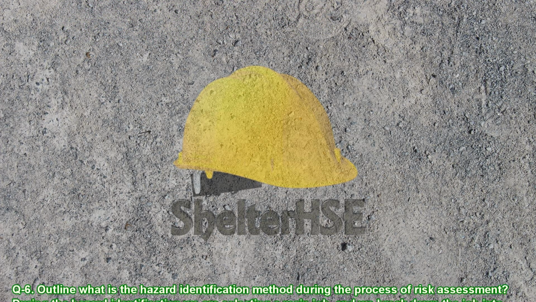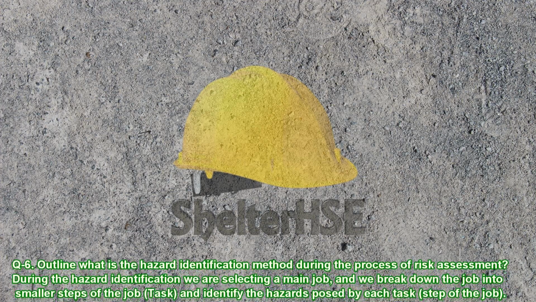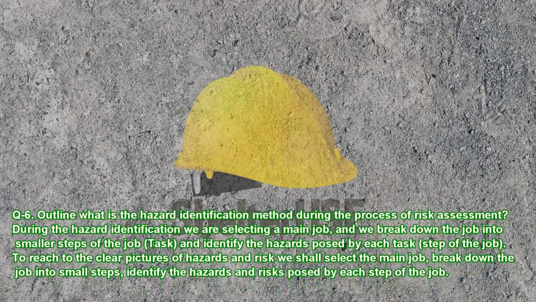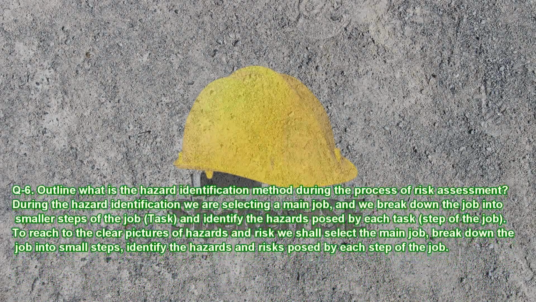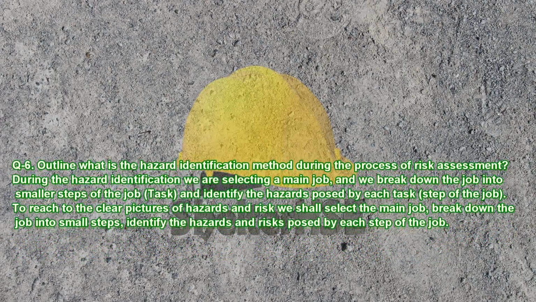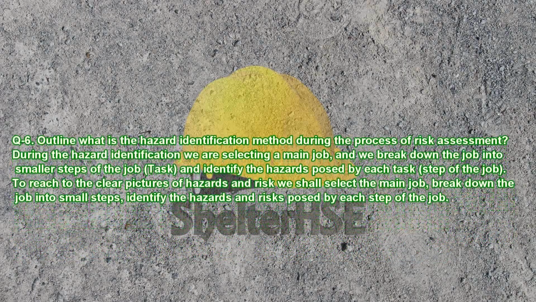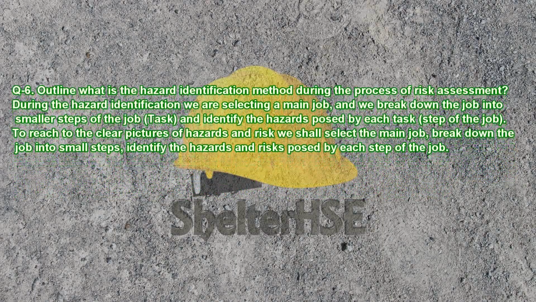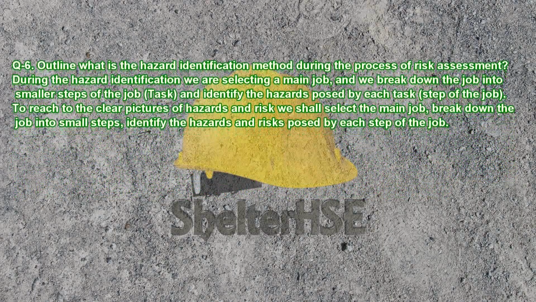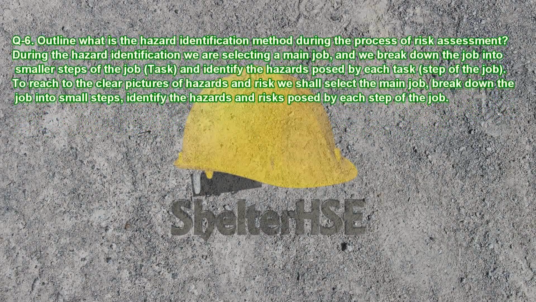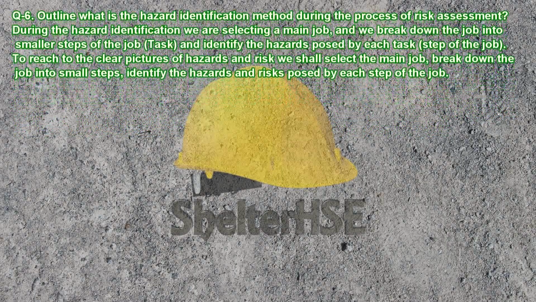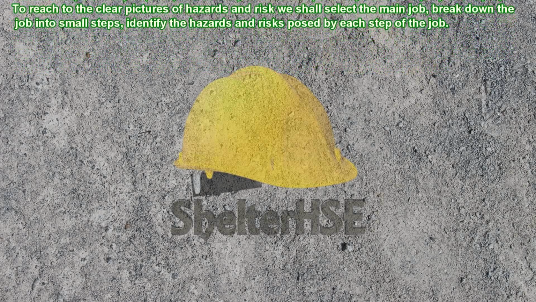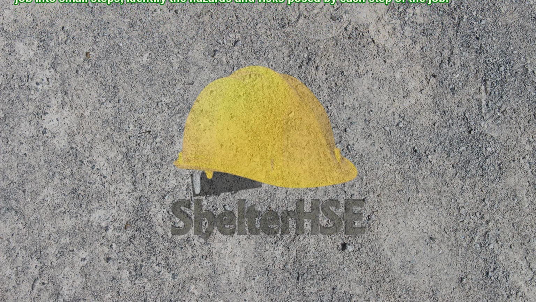Question 6. Outline what is the hazard identification method during the process of risk assessment? Answer. During the hazard identification we select a main job, break down the job into smaller steps of the job, tasks, and identify the hazards posed by each task, step of the job. To reach a clear picture of hazards and risk, we shall select the main job, break down the job into small steps, and identify the hazards and risks posed by each step of the job.